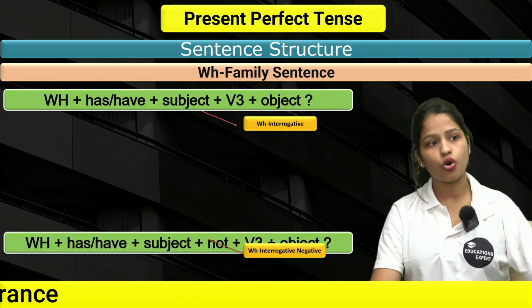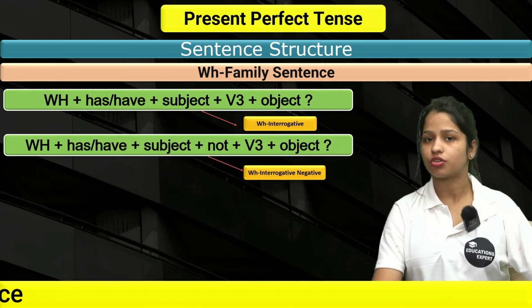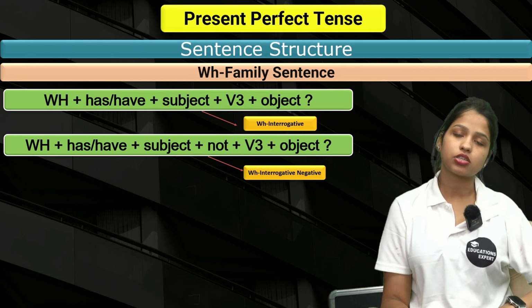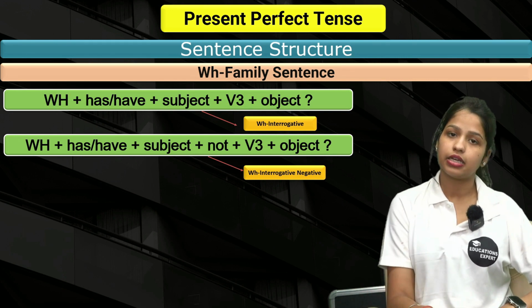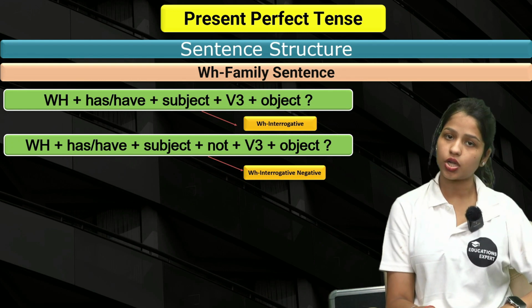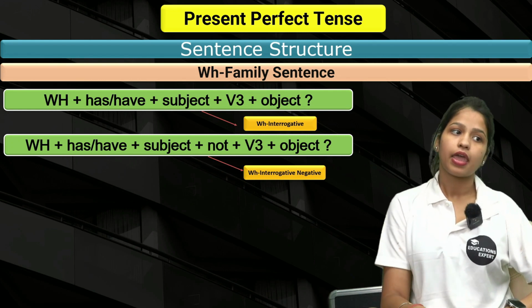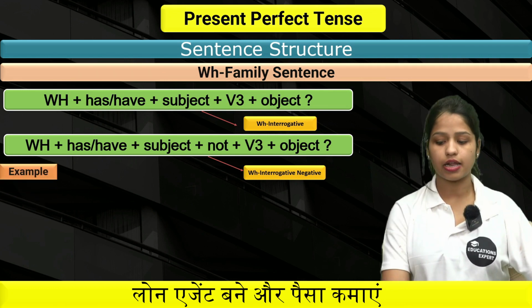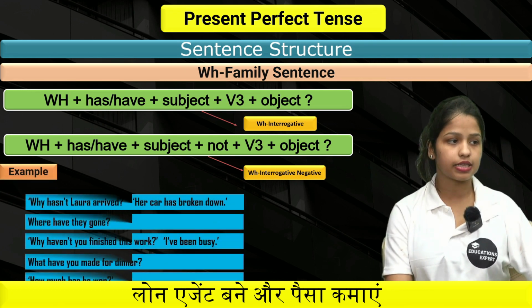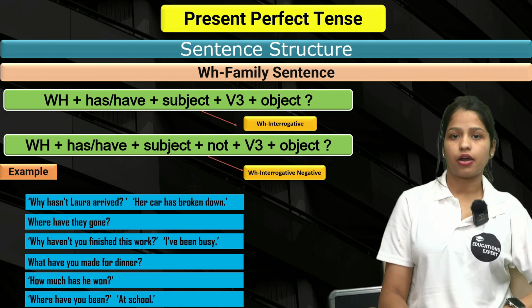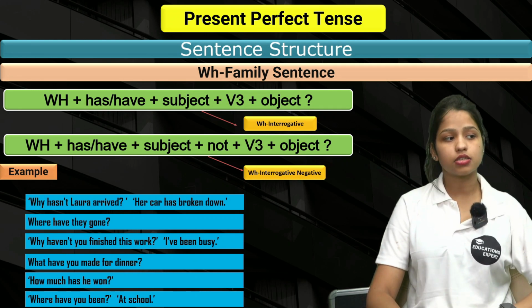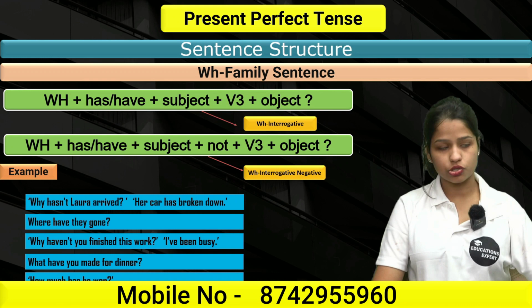So this is your sentence structure for positive and negative sentences. For positive sentences, your structure would be WH family, has or have, subject, V3, object, question mark. And for negative, you just have to put not after the subject. Let's jump directly into the examples. Why hasn't Laura arrived? This is your negative double interrogative, right?